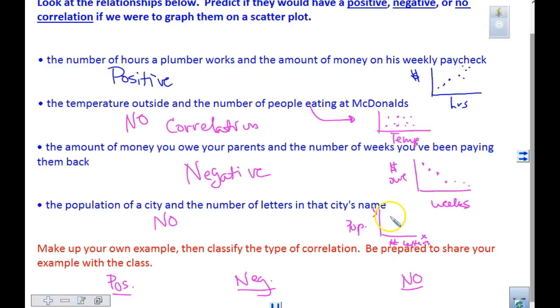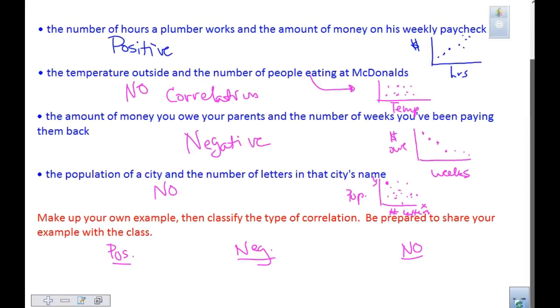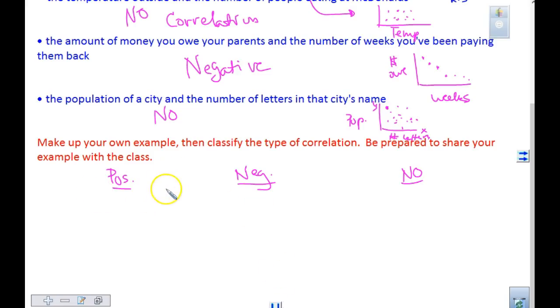City of Fargo has more people than City of Grand Forks. Grand Forks has more letters, less population, right? So just having more letters does not necessarily, I mean, you could have towns all over, right? This is going to be something like this, right? Small towns, large towns, okay? So no correlation. Anyone ready to give me their positive, negative, or no correlation example?